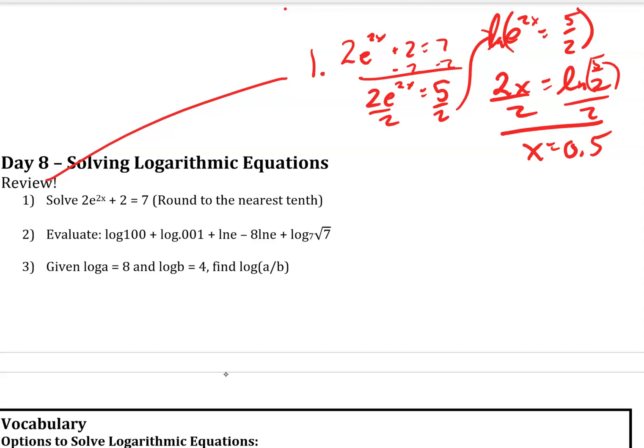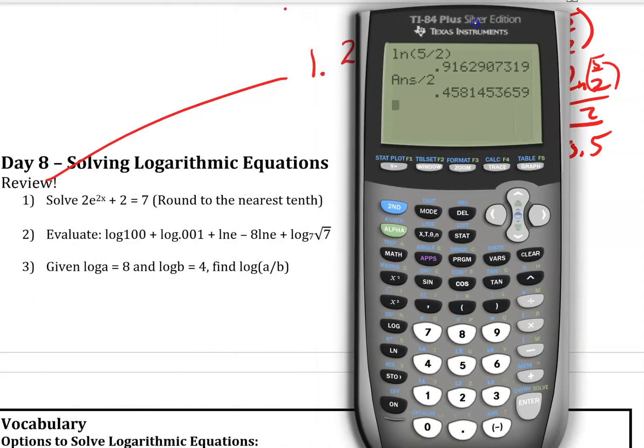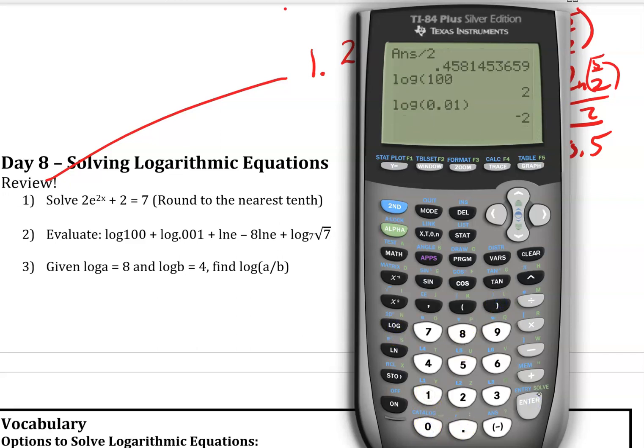Number 2, evaluate log of 100 plus log of 0.001 plus ln e, etc. So in our calculator, we'll start off taking the log of 100. 2. Log is base 10, 10 to the second power is 100. So we'll do this same operation as we go across. I'll write them all down at the end. Log of 0.001, 10 to the negative third power.